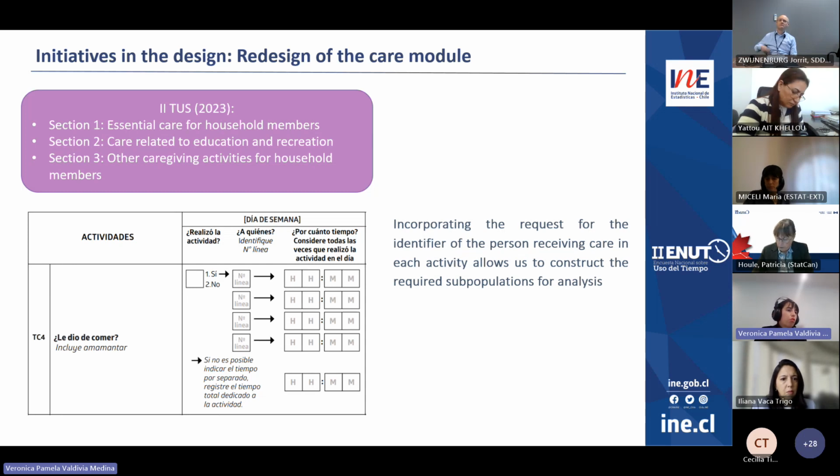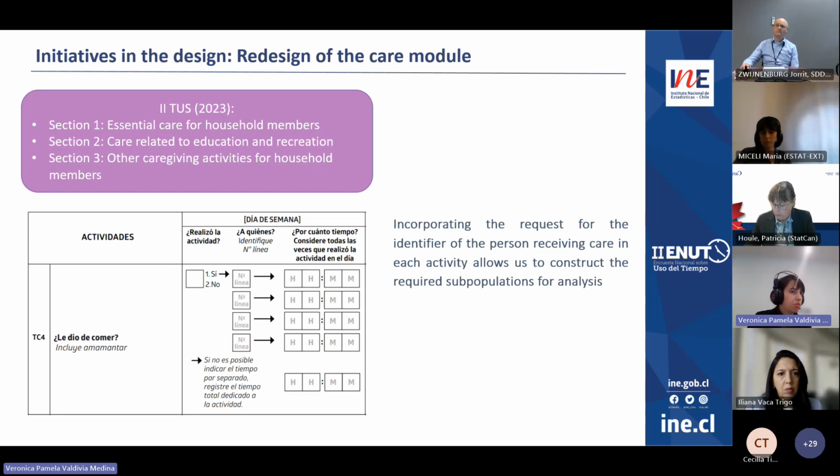This approach was applied to all caregiving activities, and additionally, we incorporated the option to register the total time spent on caregiving for each activity in case the time spent cannot be reported separately. For instance, if I fed 2 children at the same time, I wouldn't be able to report this separately. Therefore, by adding the total time spent option, we avoid measurement errors.